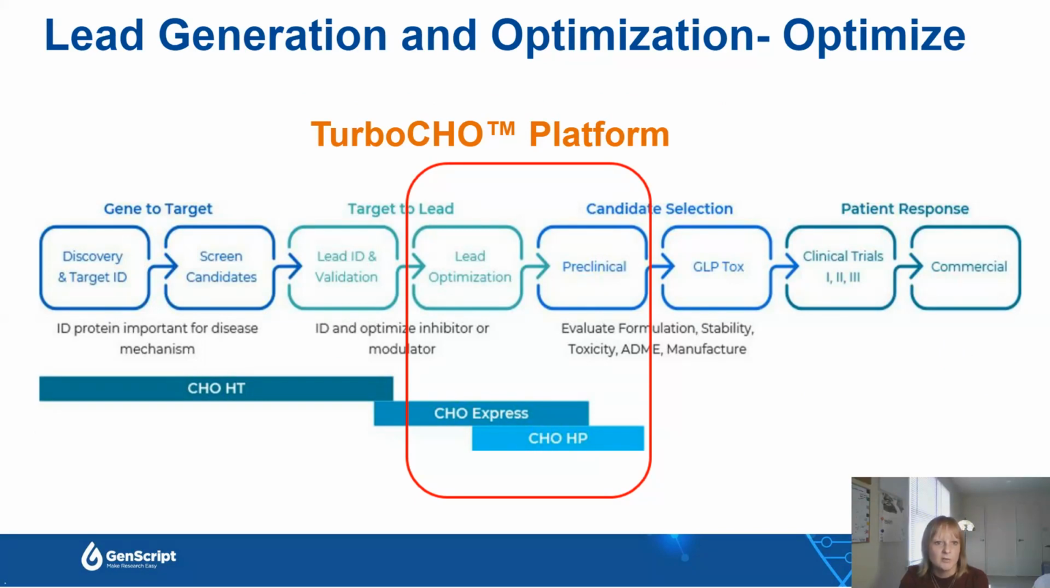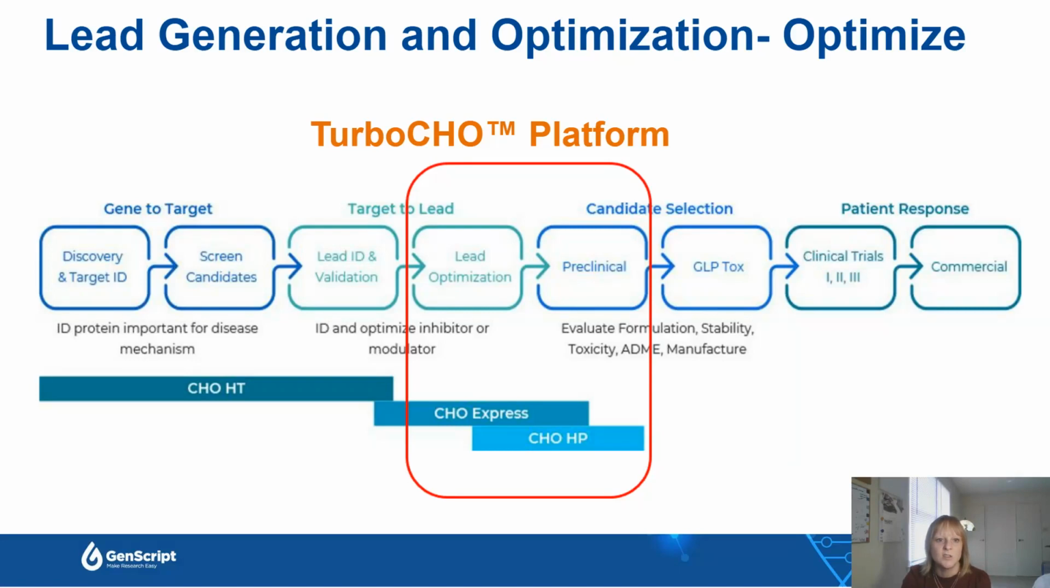GenScript's TurboCHO platform is a proprietary technology for antibody drug development that utilizes a high-performance CHO cell line to improve protein expression and yield. We have 3 different levels of service that are applicable to the different stages of antibody drug discovery. The platform offers several advantages over traditional CHO lines. This includes higher protein expression levels, improved cell growth, viability, and reduced production costs.